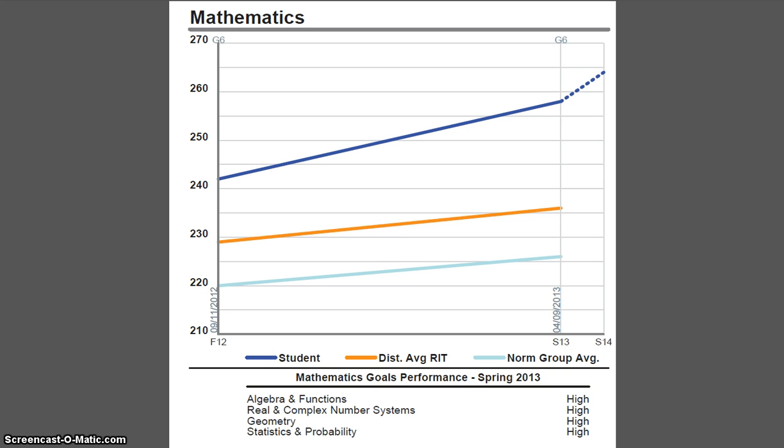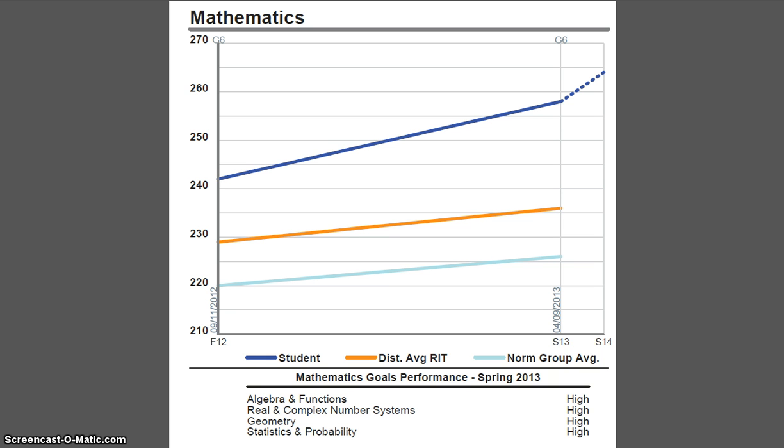In this example, the student's scores in both fall and spring, represented by the dark blue line, were above the AES average, which is represented by the orange line, and the US average, which is represented by the light blue line. We can see by the slope of the dark blue line that the student's growth exceeded the average growth for that grade in the US and at AES.